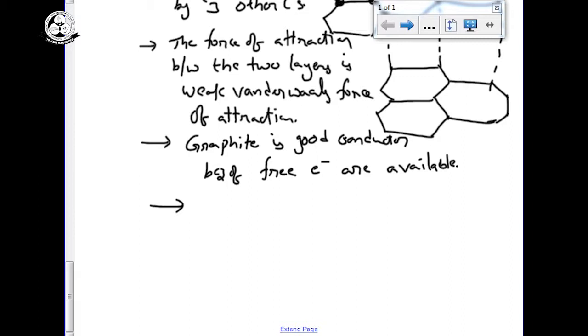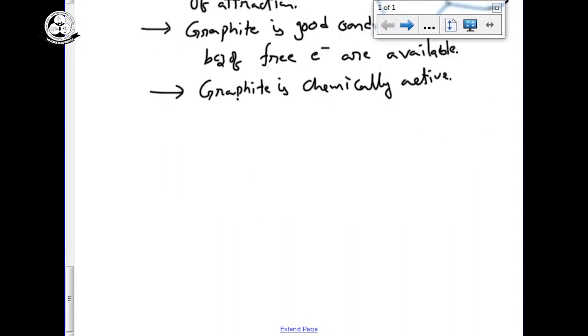Moreover, graphite is a best reducing agent also. Sometimes we use it as the best reducing agent. Diamond is chemically inert, but graphite is chemically active. For example, in the well-known simple reaction, we always write C plus O2 gives CO2. Here you have to mention whether the carbon is diamond or graphite. It must be graphite.